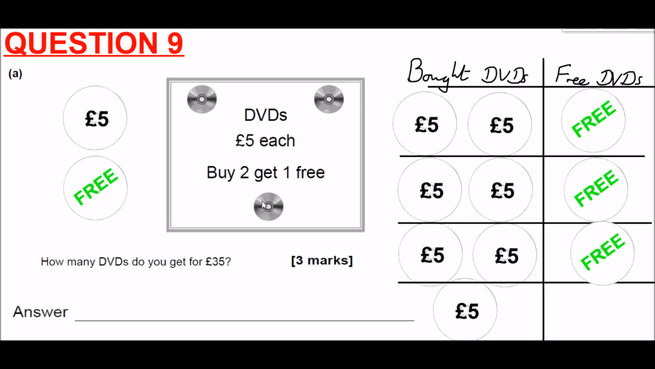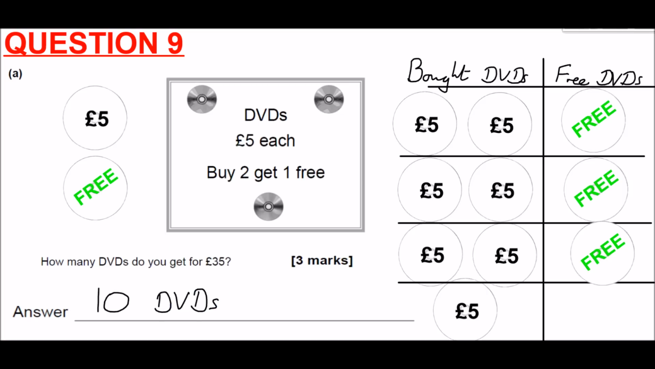And so in total, how many DVDs would you actually get? 1, 2, 3, 4, 5, 6, 7, 8, 9, and then a final one with your final fiver would be 10 DVDs. So how many DVDs you'd get would be 10 altogether in total.